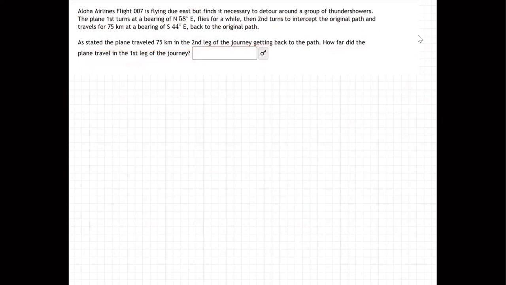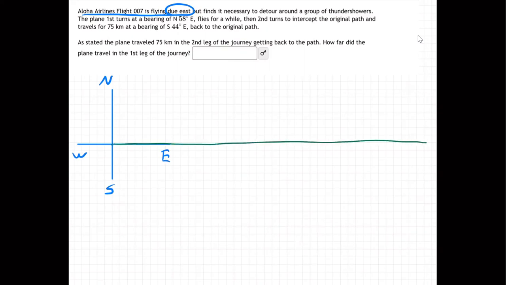Okay, so let's be clear. First up, the Aloha Airlines flight is trying to go due east. So let's make a little axis system here. And you know how this works, right? North, south, east, and west. The plane is flying due east. So let's draw that. That's the direction the plane is flying. Okay. But it finds it necessary to detour around a group of thunder showers.